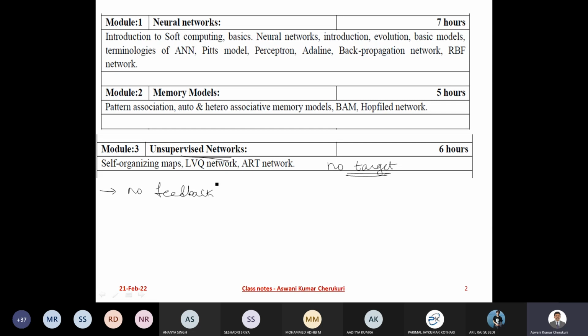Even if you look at backpropagation, you have the target fixed at the output layer, but not at the hidden layers. But then what is happening? Your output layer is propagating or giving the feedback, in terms of the error.